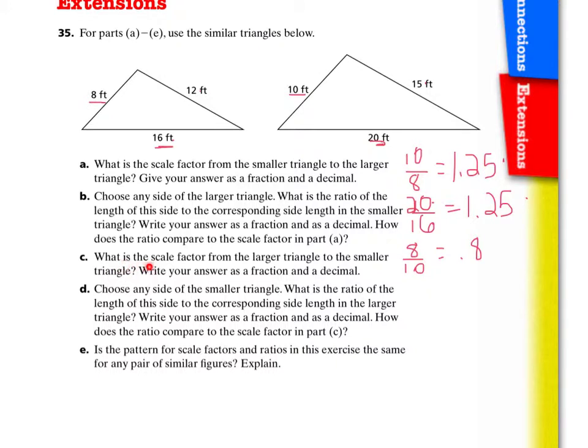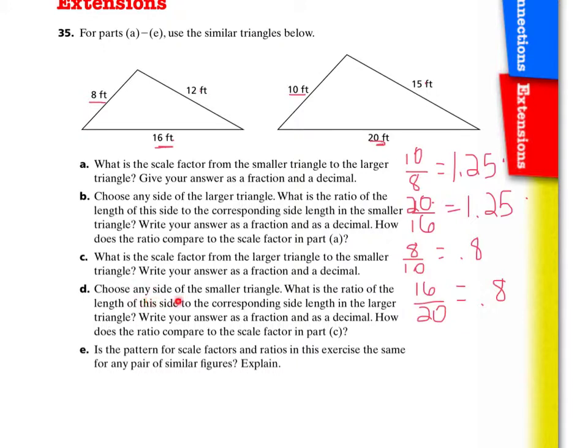Alright, C says, what is the scale factor from the larger triangle to the smaller triangle? Write your answer as a fraction and decimal. So from the larger triangle to the smaller triangle. Okay, so that way it's going to be 8 over 10. 8 over 10 in this matter. So that's going to equal 0.8, because we're going to have to go from the larger to the smaller. So if we're 8 over 10, and that equals 0.8.